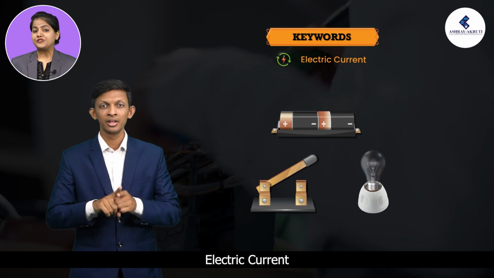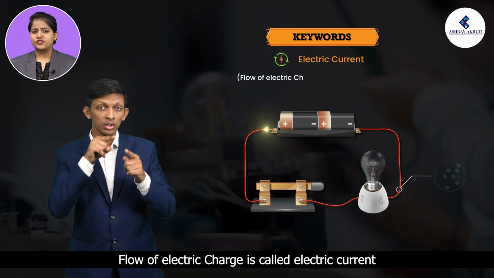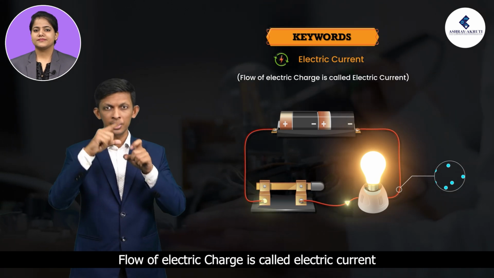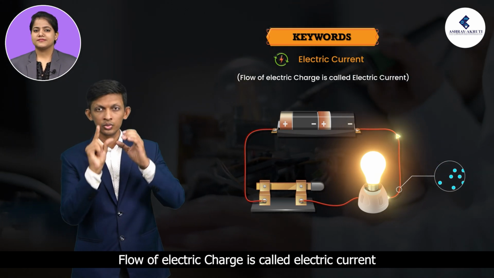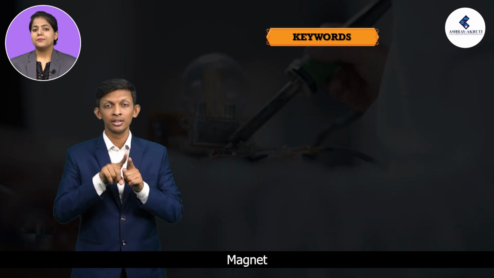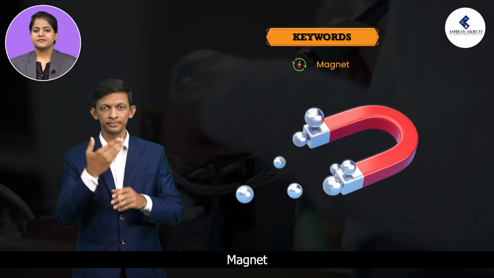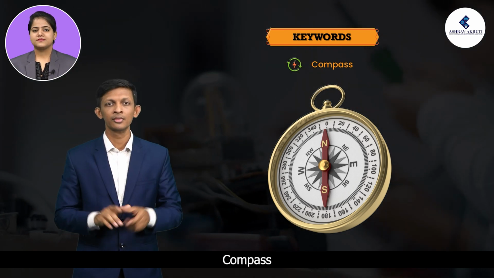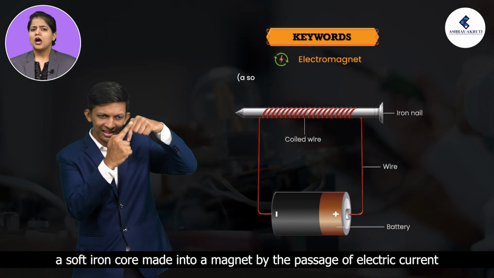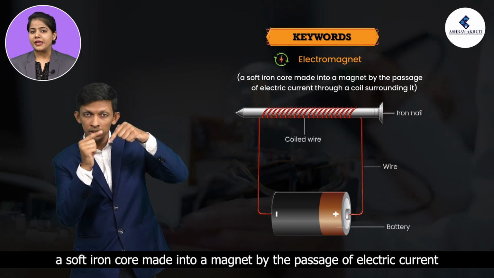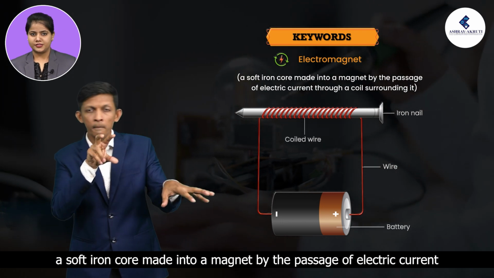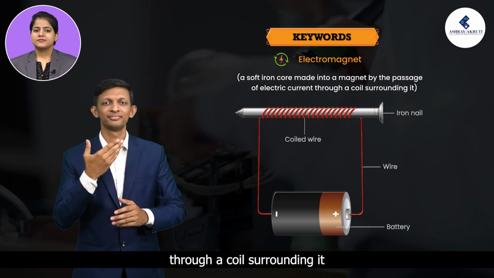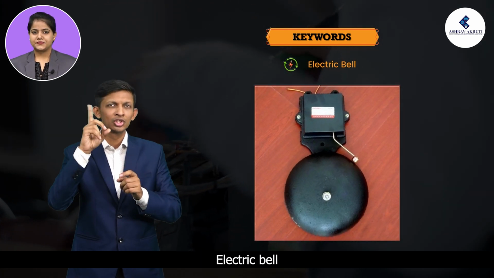Keywords: electric current. Flow of electric charge is called electric current. Magnet, compass, electromagnet, a soft iron core made into a magnet by the passage of electric current through a coil surrounding it. Electric bell.